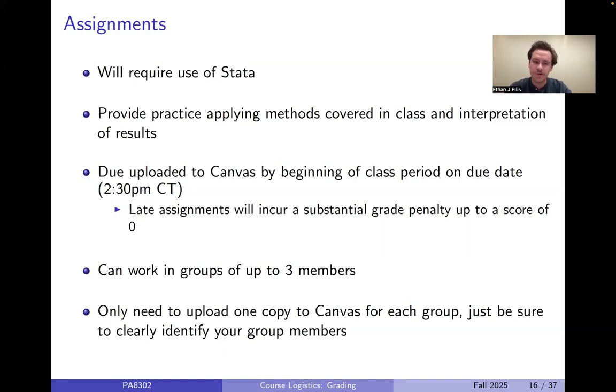And one thing, note that you only have to upload 1 copy to Canvas for each group. So just make sure that when you submit them, that me and the TA know who is in the group and that these group members are clearly identified. One note with that up to 3 members thing, that may change once I find out the exact number of students who are going to be in this course. We might bump that up to 4.